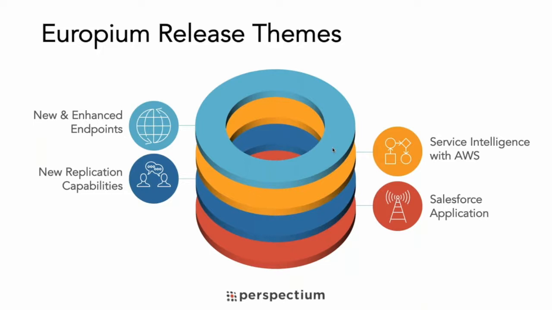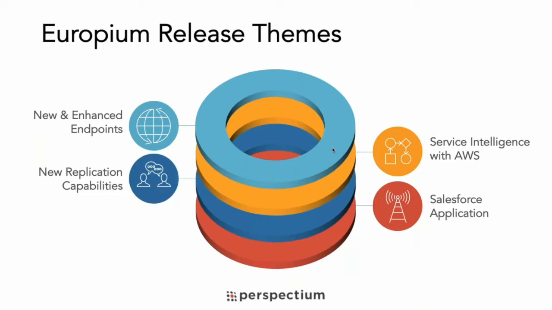To start off with, we're going to be talking about some new and enhanced endpoints. We usually add a few of these each release, and this one is no exception. So you'll hear about some new endpoints that you will be able to integrate with. We'll introduce the idea of service intelligence with AWS, Amazon Web Services. In fact, just last week, we were at the AWS re:Invent conference in Las Vegas, talking to people there about these new capabilities, and people were pretty excited. So we're looking forward to sharing those with you.